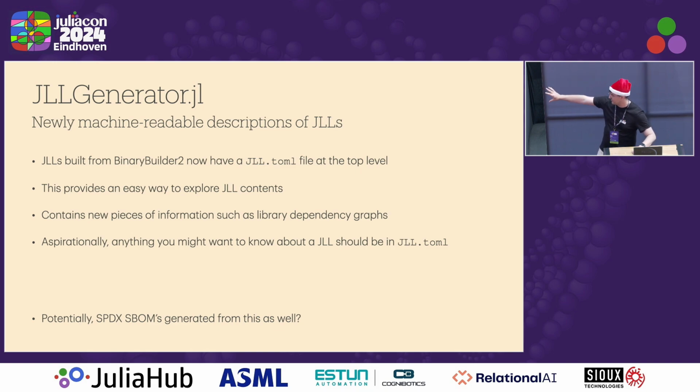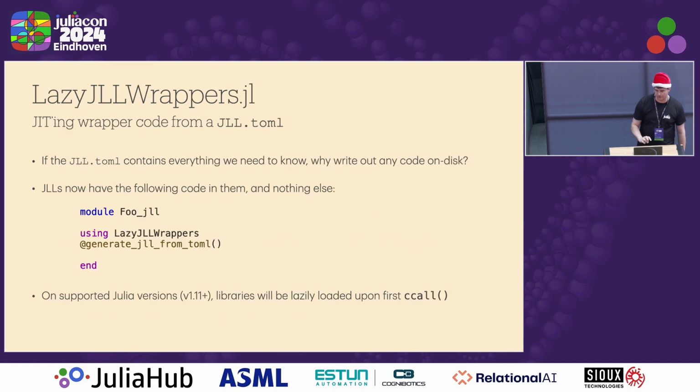This is a fun place for people to suggest new ideas because we could have some really nice, rich metadata about JLLs here, things like SPDX software bills of materials or something like that. But the real reason I made it is because I want to load libraries lazily. And on Julia 1.11, if the whole subtree of dependencies has been built by BinaryBuilder 2, then we get lazy libraries for free, which is great. So libraries will not be loaded until the first C call.